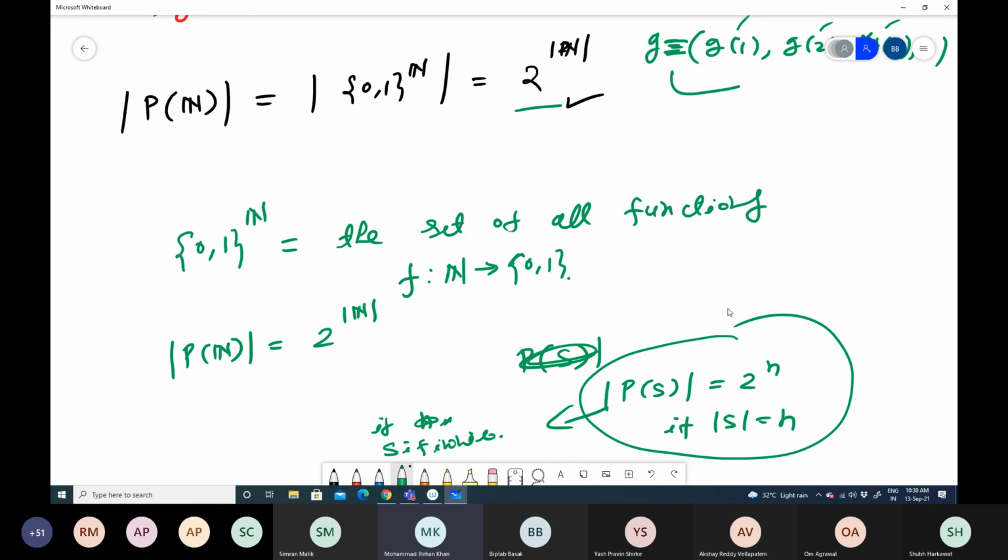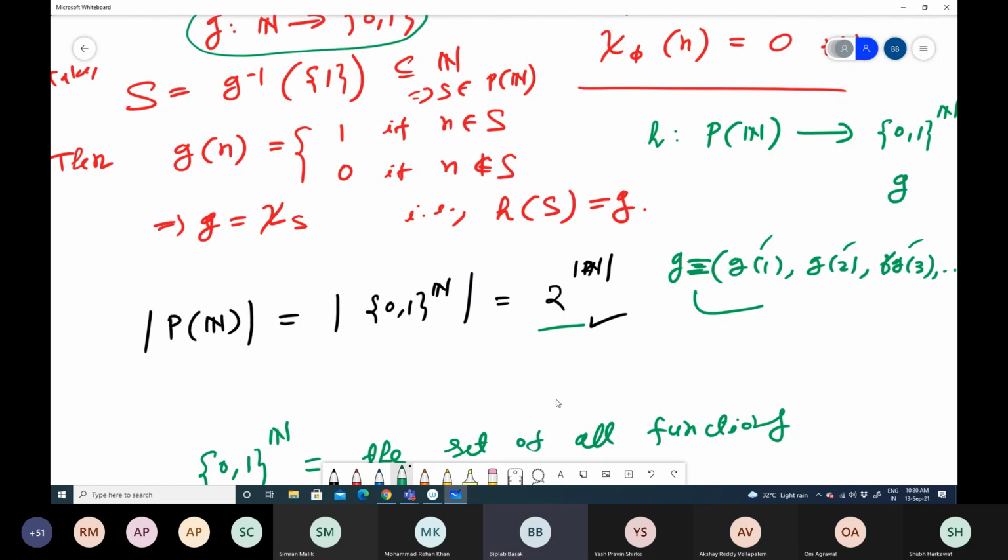But we know the cardinality of N, because it is countably infinite. This is true if S is finite. We know that; that is a trivial proof, right? You can just count by using combinatorics. The power set of S is 2 to the power n, where the cardinality of S equals n. Now we want to generalize this for the infinite case as well.